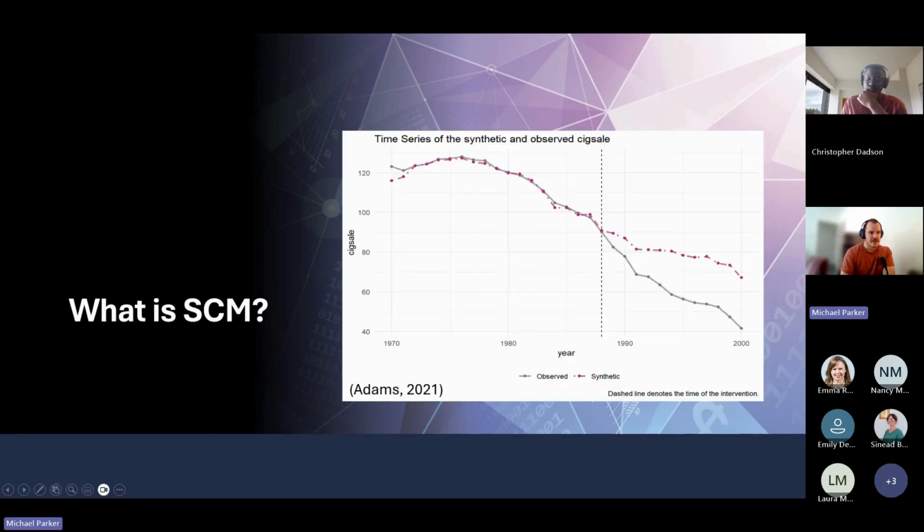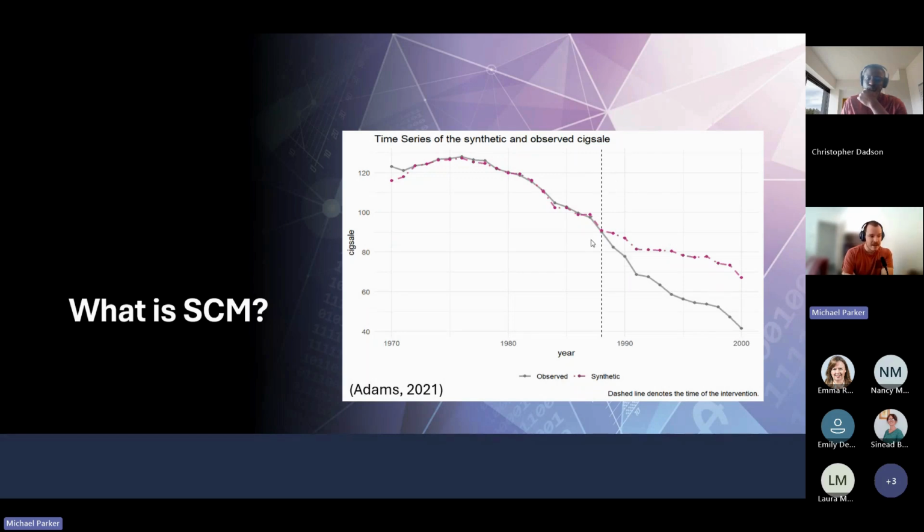I've just popped in this figure here because this is the core output that you get from synthetic control modeling in the state that I'm going to be teaching it, which demonstrates to us the point of an intervention. So at its core, synthetic control modeling lets us evaluate the effect of an intervention. In this example, we have cigarette sales over a 30-year span, and we have an intervention in 1988.